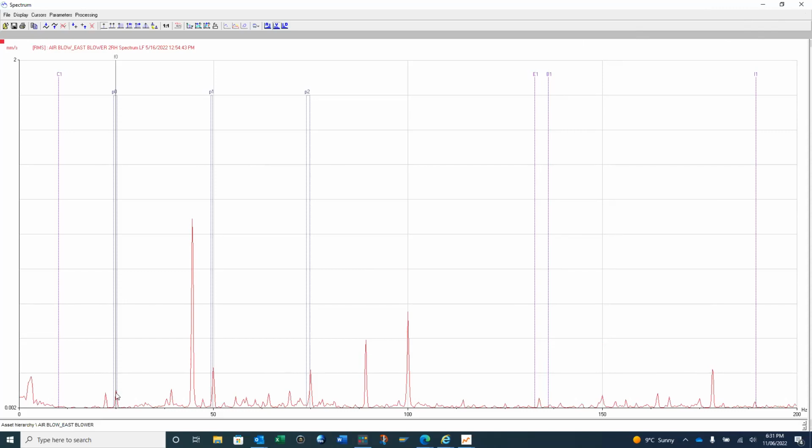Where is the 1x? This is 1x, 25 hertz. How much is the overall? It is 2 mm per second. This is the highest peak. The 1x, 2x, 3x harmonics. We are getting around 44.59 hertz at 1 mm per second. So very low, no problem.